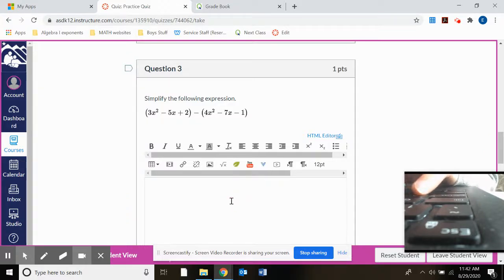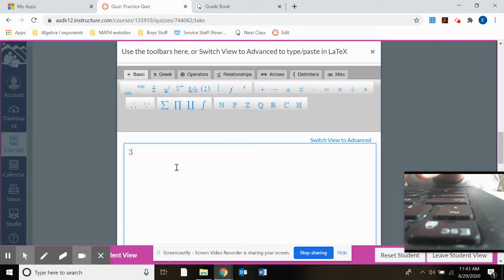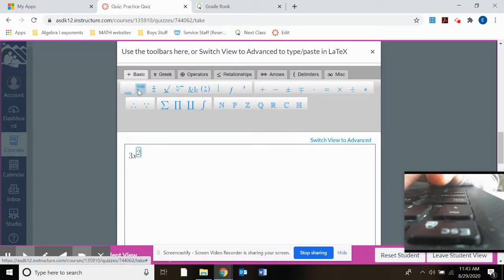So again, whenever I use that, I need to go ahead and write down my problem on the side. And that way I know my first step. I know my first step is going to be distributing that negative sign. So now I'm going to type in 3x squared. I don't need to rewrite the original problem. That takes a lot of unnecessary time on Canvas. I'm going to go ahead and just start with my first step. So my first step was distributing the minus sign. So now I have a minus 4x squared.